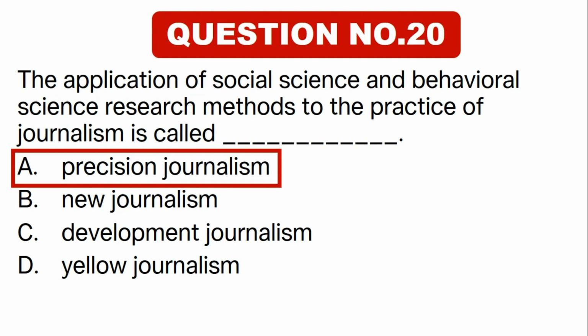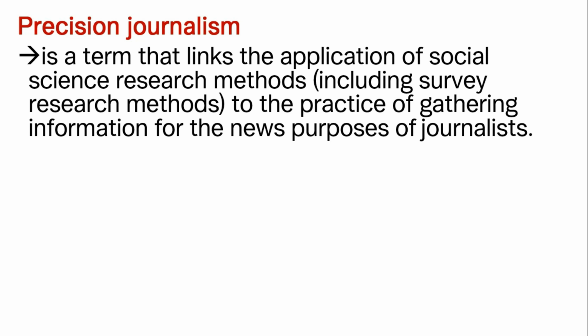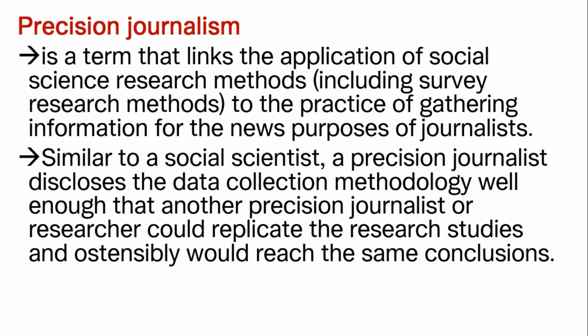It means treating journalism as if it were science, adopting scientific method, scientific objectivity, and scientific ideals to the entire process of mass communication and journalism. Precision journalism is a term that links the application of social science research methods, including survey research methods, to the practice of gathering information for the news purposes of journalists. Similar to a social scientist, a precision journalist discloses the data collection methodology well enough that another precision journalist or researcher could replicate the research studies and ostensibly would reach the same conclusions. That's precision journalism.